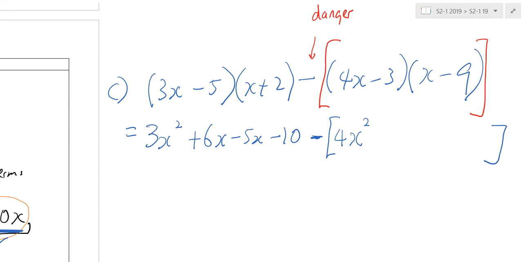I repeat. Only tell me what is inside this thing. So can you try again? 4 times minus 9 gives you what? Minus. Good, next one. Good, next one.